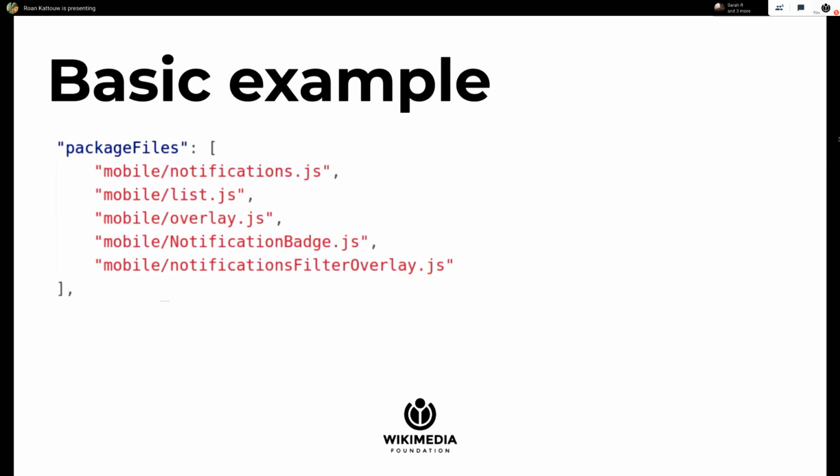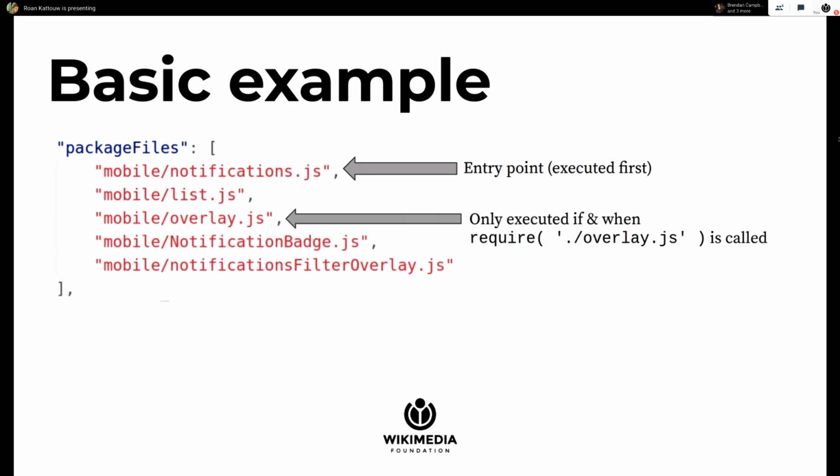So here's a basic example of a module that uses package files. I think this is from code that I reviewed a few weeks ago. So this very first file, notifications.js, that's the entry point. So that file is going to be executed first, and that's going to require a bunch of other files and pull everything together and then do what needs to be done. All these other files, so overlay.js, for example, but also all the other ones, are only going to be executed if and when someone calls require('./overlay.js').